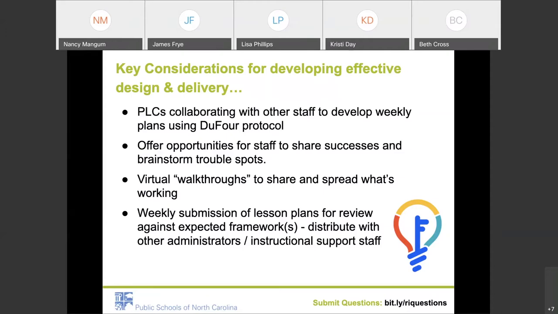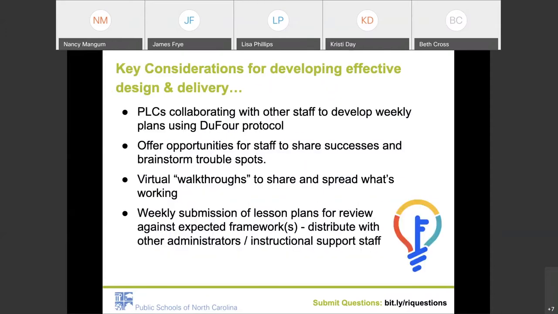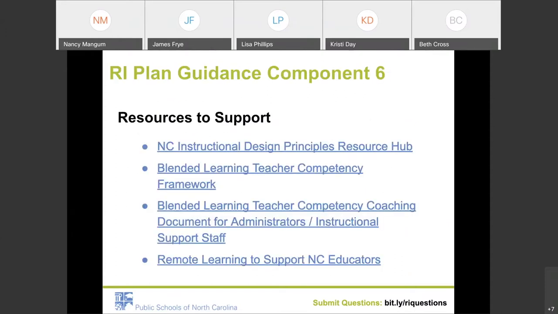Finally, weekly submission of lesson plans for review against expected frameworks to kind of distribute that work with other admins and support staff is important as well. So we do have some resources for component six here that you can share that expound upon the things that I just talked about and that Nancy did as well.